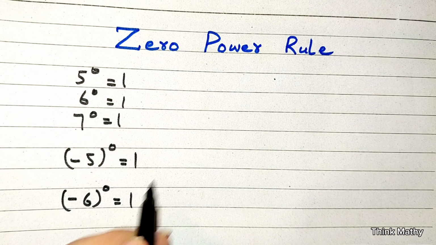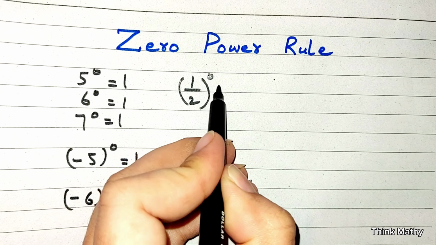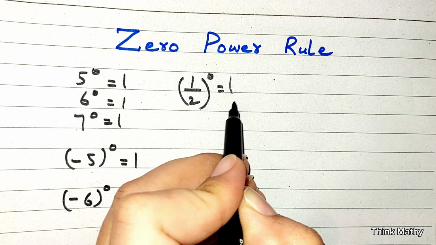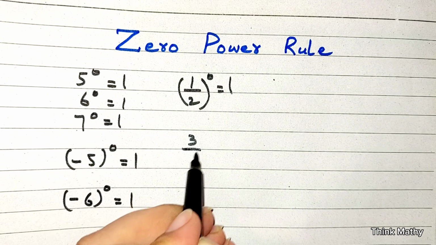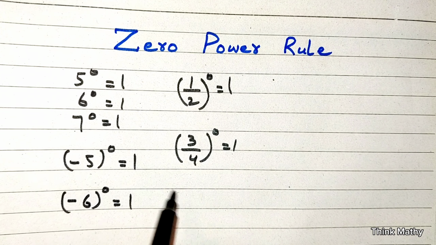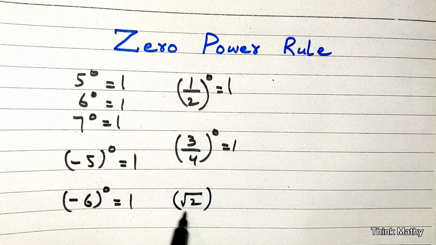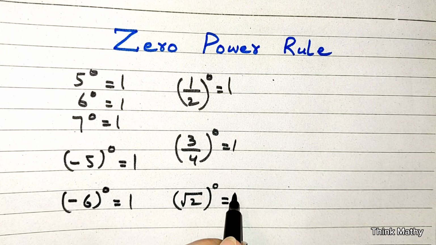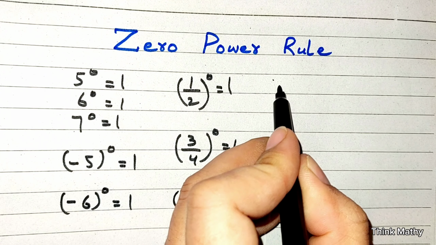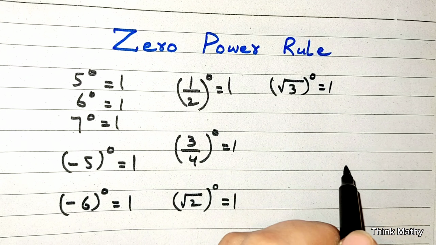Let's take some non-integers, like 1 upon 2 raised to the power of 0, which is also 1. 3 upon 4 to the power of 0 is also equal to 1. Let's take some irrational numbers. Under root 2 raised to the power of 0 is also equal to 1. And under root 3 raised to the power of 0 is also equal to 1.